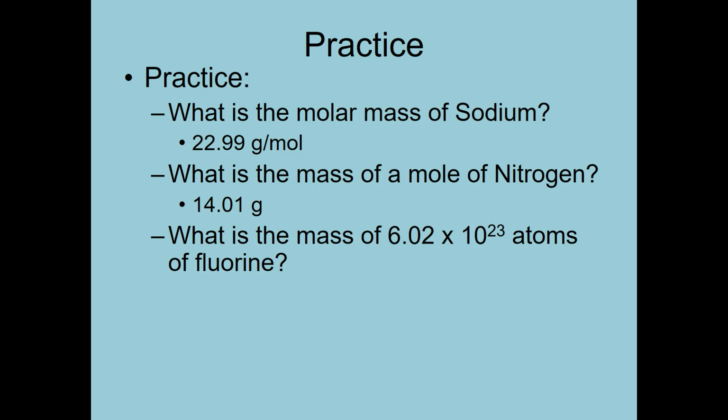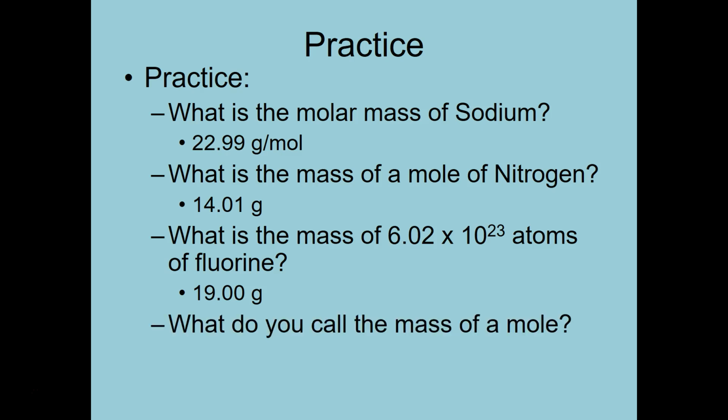What is the mass of 6.02 times 10 to the 23rd atoms of fluorine? Now think about this for a second. What is 6.02 times 10 to the 23rd equal? Well, it equals a mole. So this question is essentially asking you, what is the mass of a mole of fluorine? Pretty simple. You look on the periodic table and get 19.00 grams. So what do you call the mass of a mole? You call it the molar mass. That's what we were doing here.